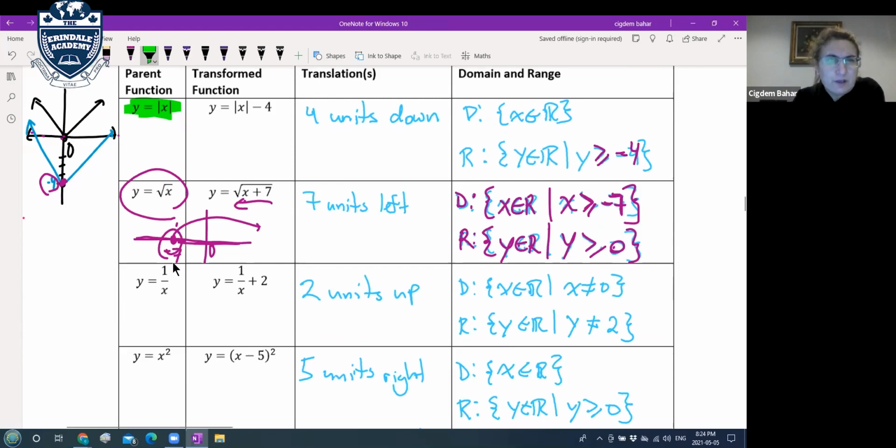So now we have 1 over x. This is the reciprocal function.